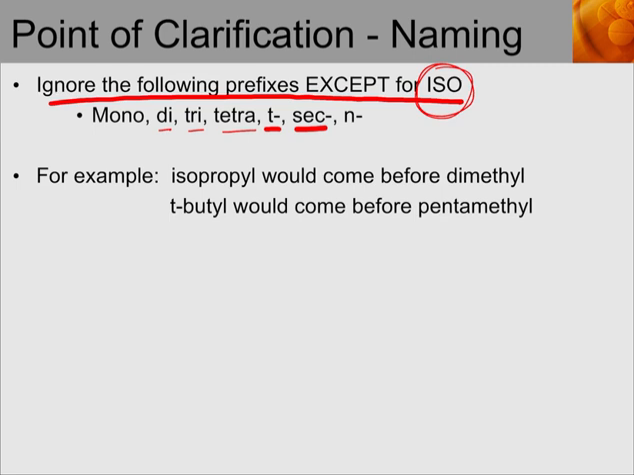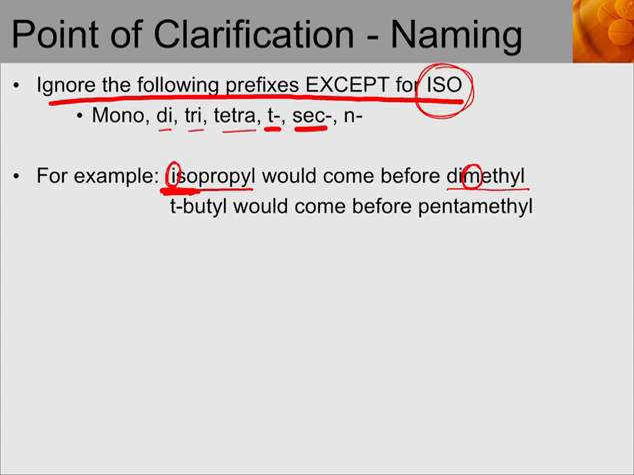So as an example, if we're looking at isopropyl and dimethyl as our groups, we are going to look at the I in iso, but looking at dimethyl, we're going to ignore the di prefix and just focus on methyl. So isopropyl would come before methyl. It might be tempting to say, oh, propyl, that's what we focus on, and that will come after methyl. But because we have iso in front of propyl, that does count.